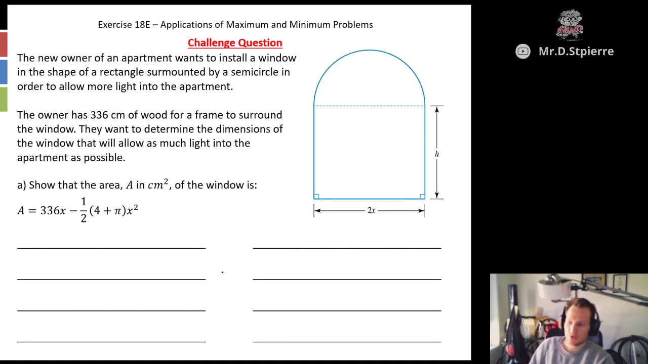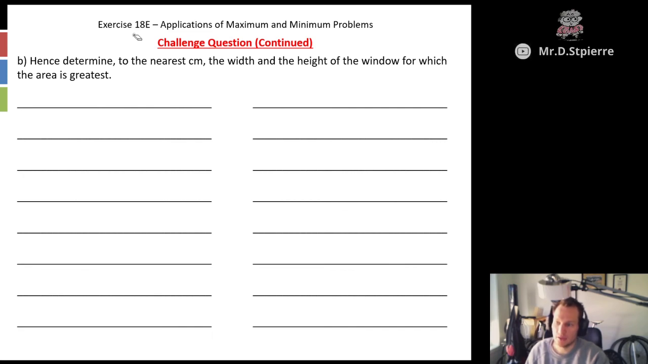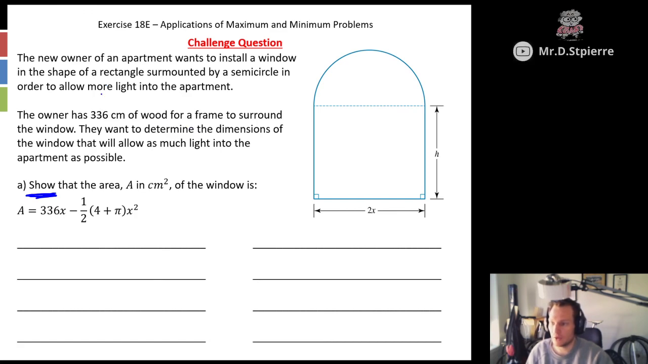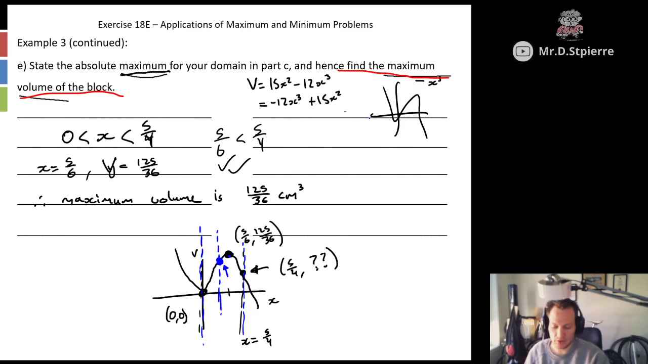There's a challenge question for you to have a go at. Again, if you can't do part A, that's okay, because you're given the equation for the area, you can then use it to do part B. It's the exact same process. You're asked to find when it's the greatest, so you need to consider when the stationary points are or when the derivative is equal to 0, but you also need to take into account maybe some restrictions for the height of the window, as in the turning points might be outside the allowable domain. That's something for you to have a go at yourself.